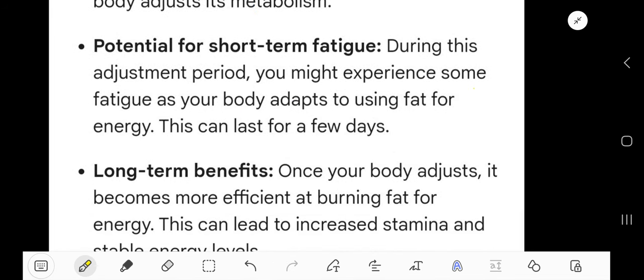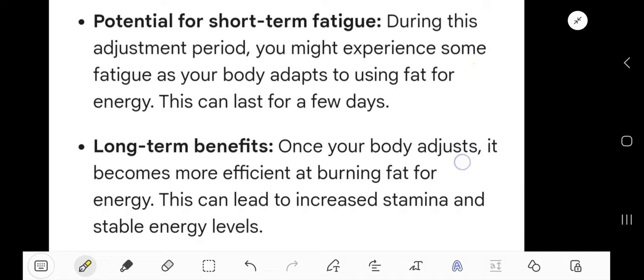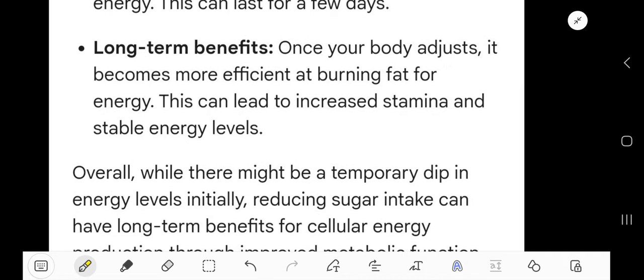Potential for short-term fatigue. During this adjustment period, you might experience some fatigue as your body adapts to using fat for energy. This can last for a few days. Long-term benefits. Once your body adjusts, it becomes more efficient at burning fat for energy. This can lead to increased stamina and stable energy levels.